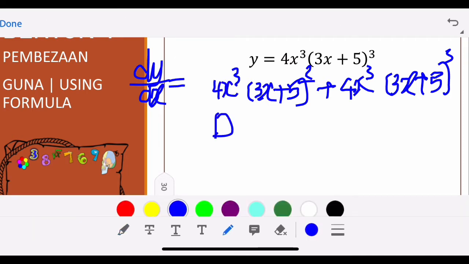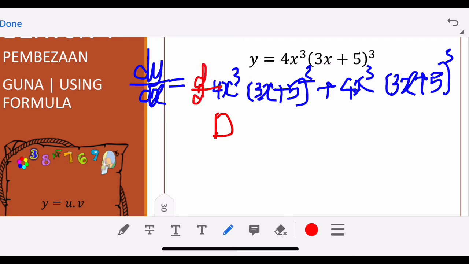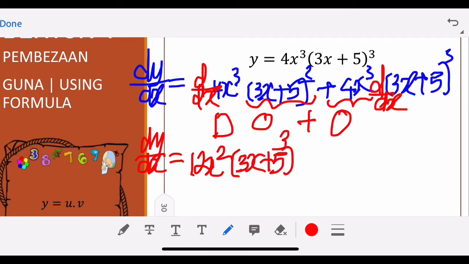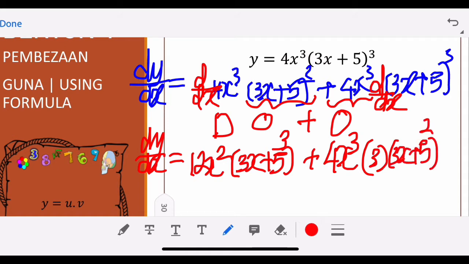So this one is D, right? So I differentiate this one. This one I don't do. Okay. Then plus there O. This one don't do. And this one I differentiate. Okay. Now dy dx is equal to, differentiate this one is 3 times 4 is 12x squared. And this one I just copy, right? Okay. And then this one I will have to write 4x power 3, and then this is a chain rule. Okay, the 3 goes in front, 3x plus 5 power 2, then don't forget to differentiate inside the bracket.